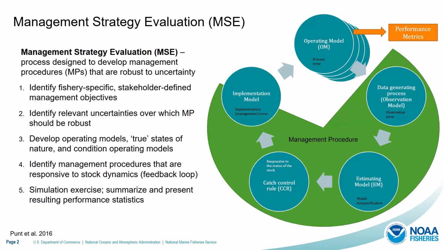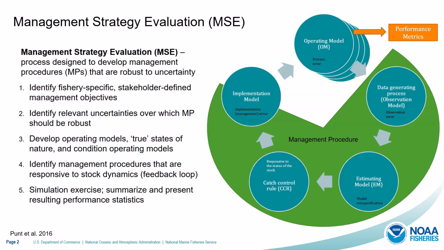Step 4 is to identify management procedures that are responsive to stock dynamics. In this graphic, everything highlighted in green is part of the management procedure as it's strictly defined. That includes a description of the data generating processes as well as the quality of those data. It includes the estimating model, which is broadly defined as the way that we analyze the data we've obtained from the data generating process. It could potentially include a stock assessment model or simpler approaches.